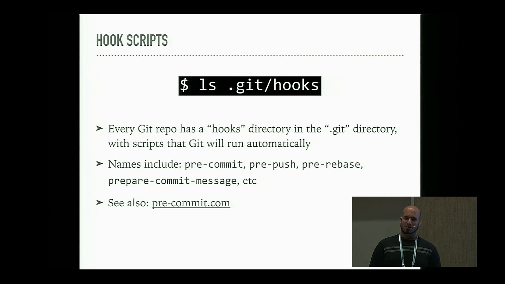Hook scripts. So somebody asked me earlier about a regex to check a commit message before it was done. So in the .git directory, we not only have that config file, we also have a hooks directory that has scripts that Git will run automatically based on the name. So you can have, for example, a pre-commit hook that every time you try to commit, Git will run this script, and if the return code is 0, it will allow you to commit. If the return code is non-zero, it will say, oops, and it won't allow you to commit. And you can output error messages from your hook script as well.